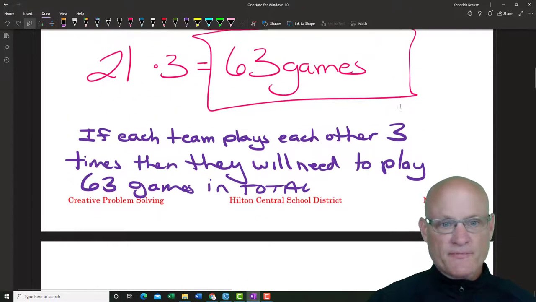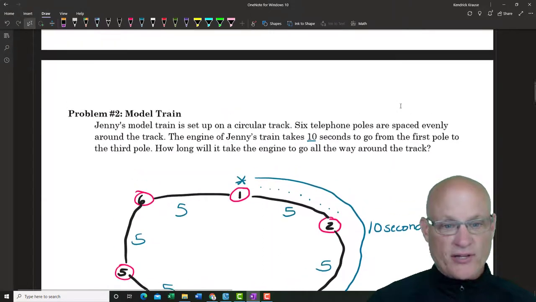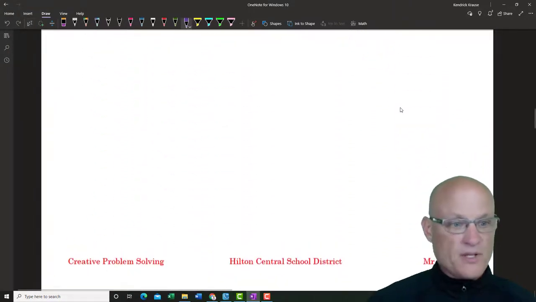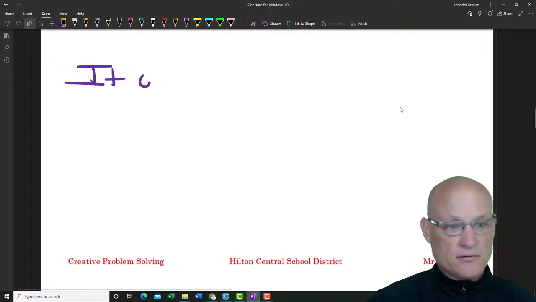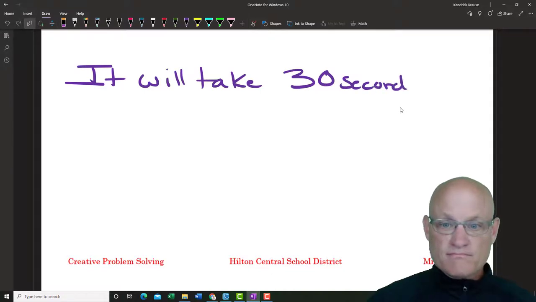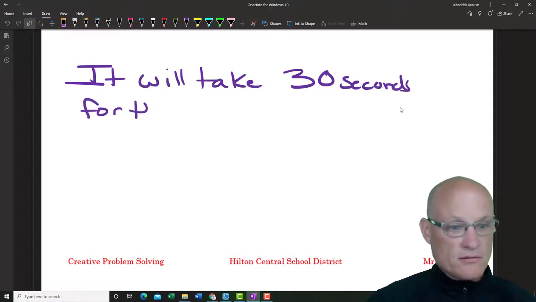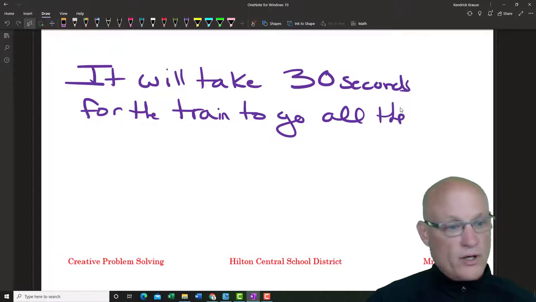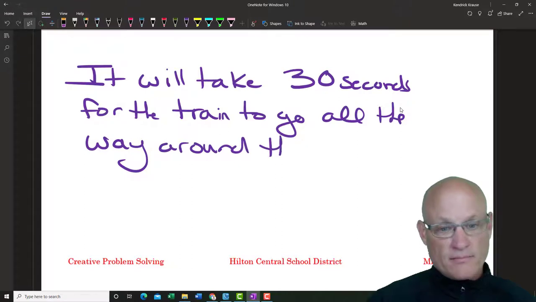That was right, 63? All right, so on this question it says, how long will it take the engine to go around the track? It will take 30 seconds for the train to go all the way around the track.